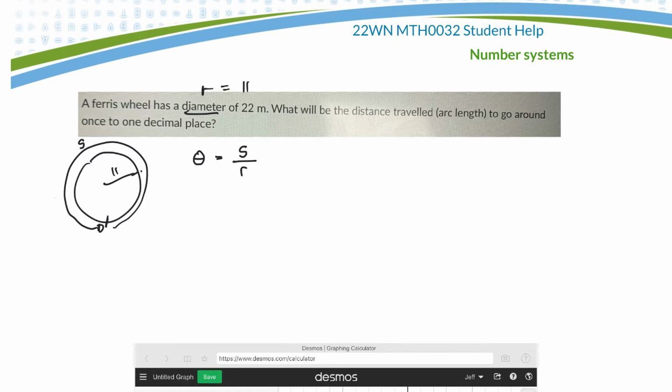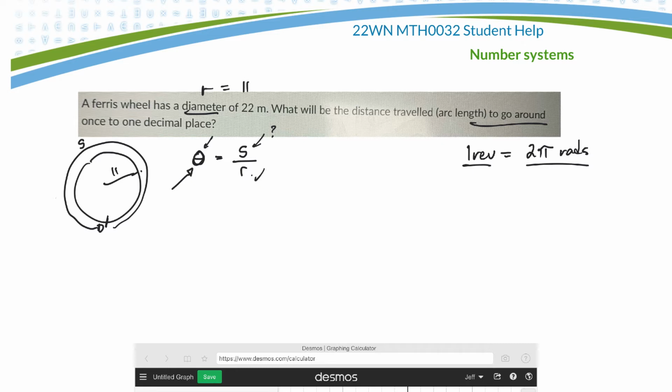Now, just to make sure that you understand, when they give you a rotation, like going around once, that's one revolution. But this angle measurement always has to be in radians. One revolution in terms of radians is 2 pi rads. So the angle you turned through, going around the whole circle once, is one revolution, or 2 pi. That's what goes in there. The arc length is what we're looking for, and the radius we know is 11.